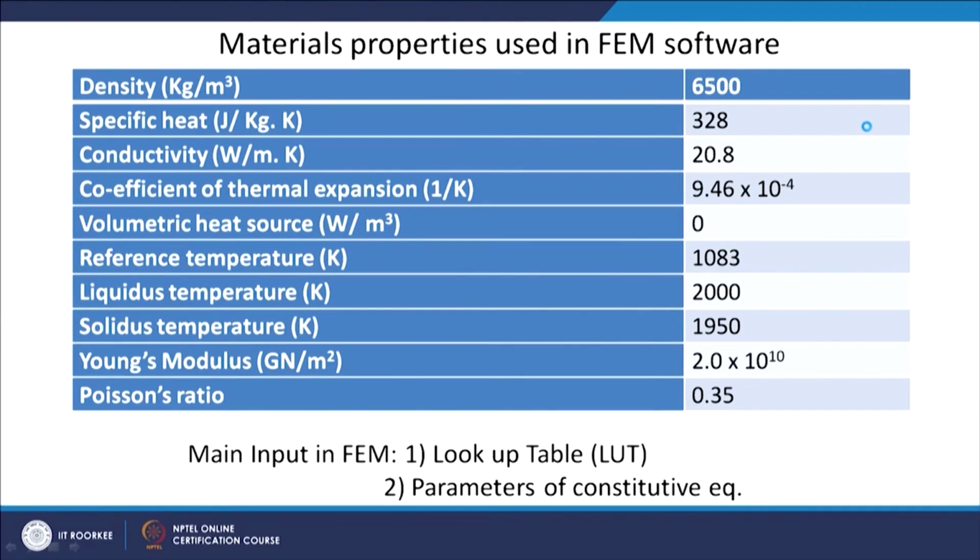So, the main input to the FEM simulation was what we call a lookup table. Lookup table means we give the input as only the stress, as a function of strain rate and temperature. One way to do it is that you make a table, where your stress will come here and all other parameters will come here, and you give the values of stress for different strain rate and temperature.